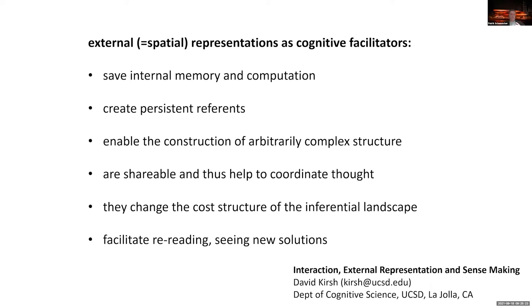These external structures support and facilitate the cognitive apparatuses we need and work with: internal memory saving, computational saving, creating a persistent reference. This kind of persistency is very important, enabling the construction of arbitrary complex structures. That's the city. The city can build up complexity ad infinitum. That's very important, the persistence. So for me this is architecture: persistence, arbitrarily complex, shareable to coordinate thought and coordinate interaction.